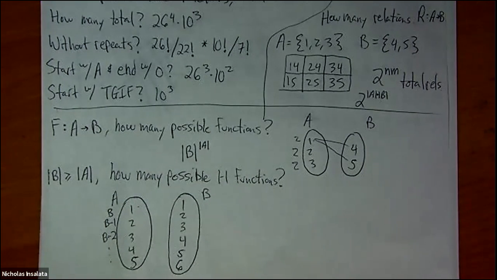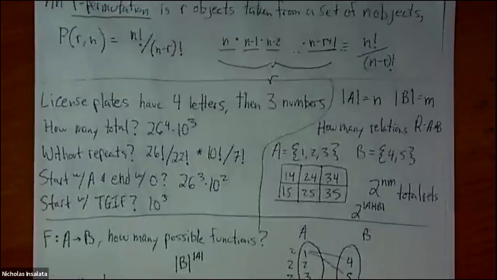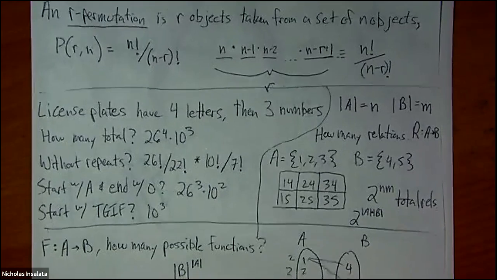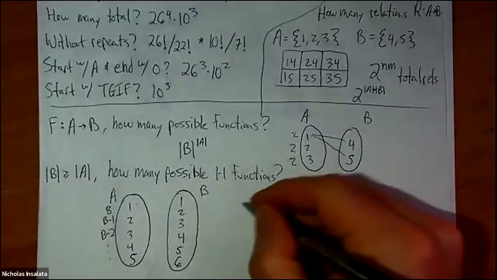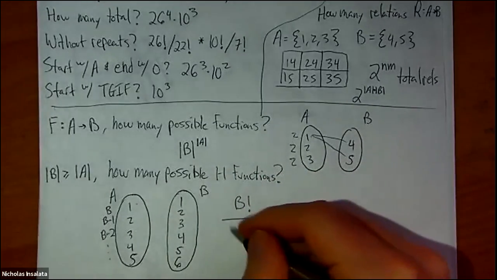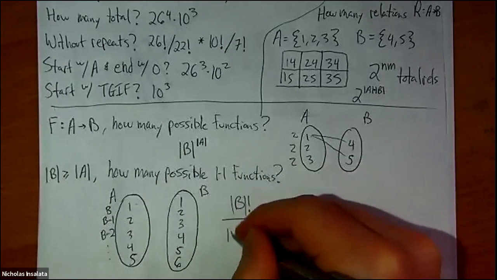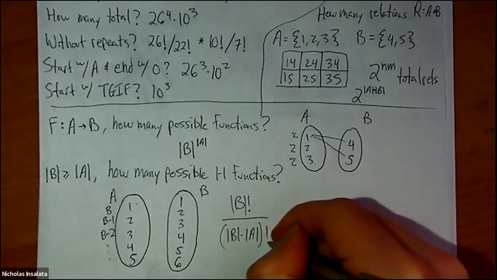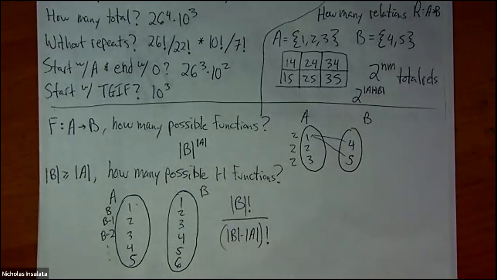So how many possible one-to-one functions are there? Good, right? The r-permutation, that's exactly right. B factorial divided by B minus A factorial. Very nice.